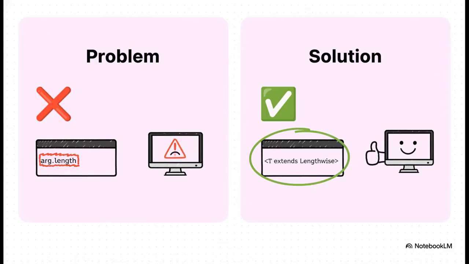This is exactly where we'd hit a wall. On the left, if we try to access args.length, TypeScript immediately throws an error. It's basically saying, whoa, hold on, I can't promise you that every possible type T is going to have a length property. But look at the right. We fix it. We add a constraint using the extends keyword. We're telling TypeScript, listen, T can be any type you want, as long as it has the properties defined in this Lengthwise interface. And just like that, the error vanishes. Our function is now both generic and safe.